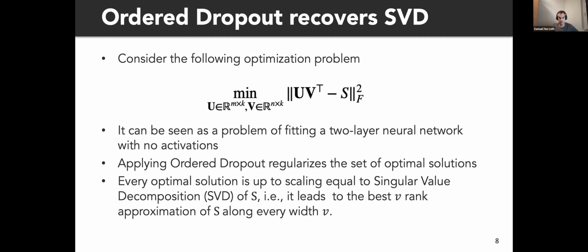For model deployment, we can then dynamically select any width from the possible submodels to accommodate the current local constraints of the given device. With respect to OD's theoretical properties, we showed that if there is a linear dependence between features and responses, OD exactly recovers singular value decomposition. Let us look at the following optimization problem, which can be seen as a problem of fitting a 2-layer neural network with no activation. In our paper, we showed that applying ordered dropout here along every width with non-zero probability regularizes the set of optimal solutions. For each optimal solution, it has to hold that, up to scaling, it is equal to the SVD decomposition of S. Therefore, it leads to the best rank-p approximation of the target mapping S along every width p.